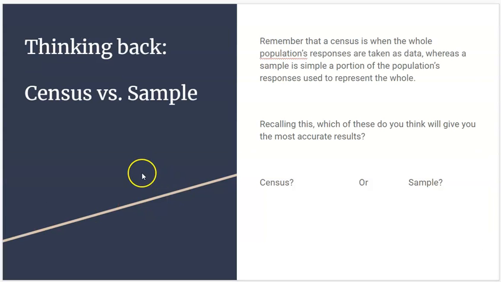Okay, thinking back, I do want to bring up the last thing from 3.2 again, this idea of census versus sample. You might not remember census. We didn't talk about it a whole lot, but remember that a census is when you take the whole population's responses and take them as data, whereas a sample is just a portion of the population and is used to represent the whole. So, recalling this, which of these do you think will give you the most accurate results that reflect the population? Would it be census or sample?